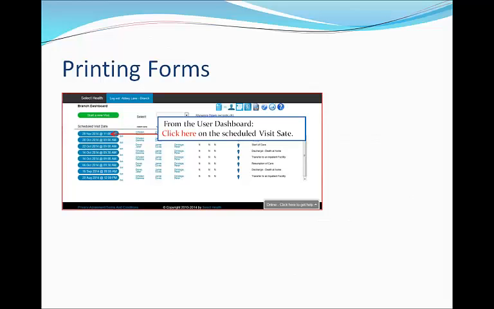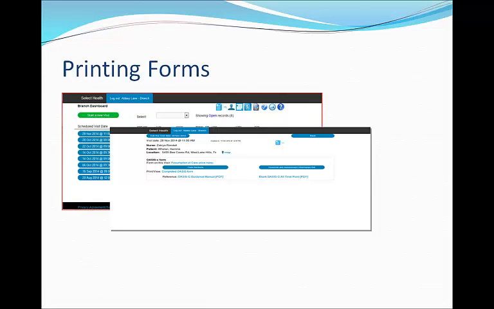Printing the form. From the user dashboard, you click on the blue Visit button. This will bring up the visit form. And here is the completed OASIS form. So if you click on that, you get your form, and it's that easy.